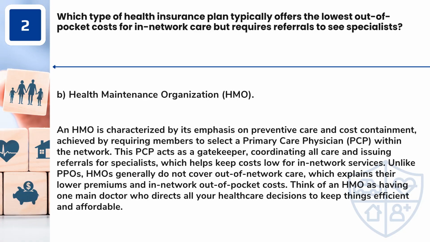Answer: B. Health Maintenance Organization, HMO. Explanation: an HMO is characterized by its emphasis on preventive care and cost containment, achieved by requiring members to select a primary care physician, PCP, within the network. This PCP acts as a gatekeeper, coordinating all care and issuing referrals for specialists, which helps keep costs low for in-network services. Unlike PPOs, HMOs generally do not cover out-of-network care, which explains their lower premiums and in-network out-of-pocket costs.